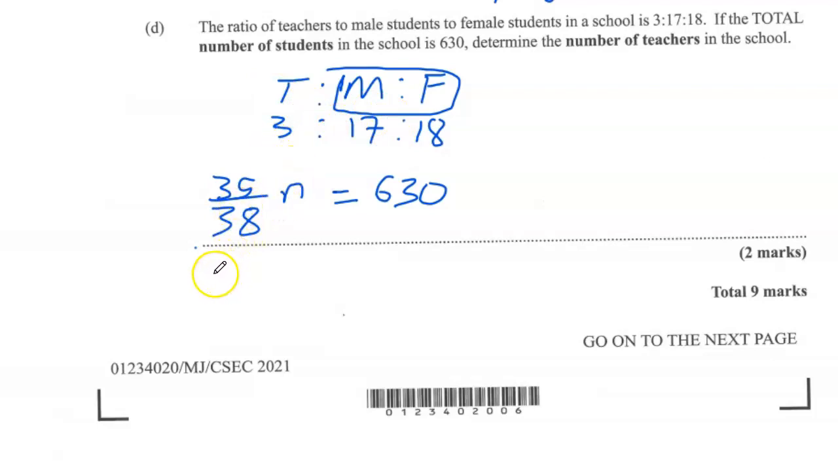Right, so let's solve for n. To solve for n, how can we do it now? We can multiply both sides by 38 and divide both sides by 35.